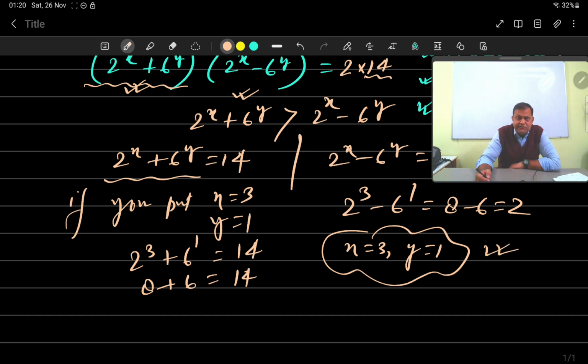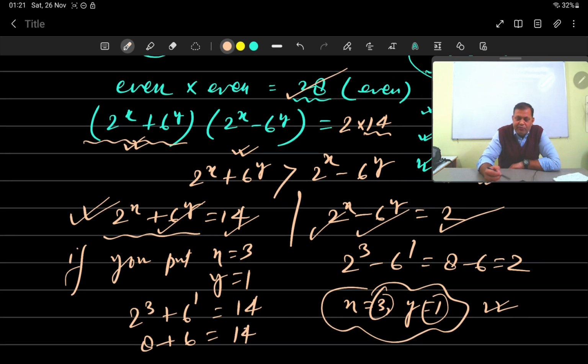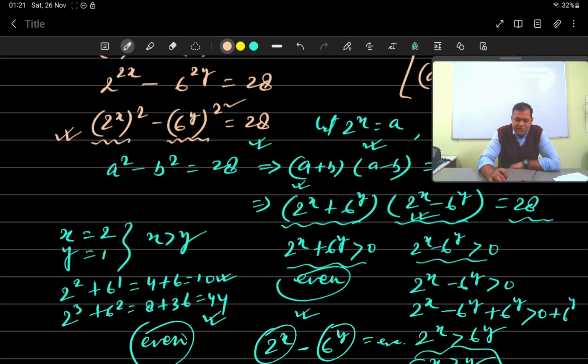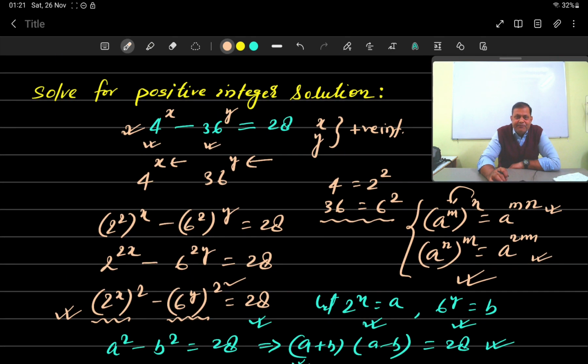Because these two positive integers 3 and 1 satisfy the relations 2 to the power x plus 6 to the power y is equal to 14, and 2 to the power x minus 6 to the power y equals 2. So by using this concept, you can solve this question. These are very beautiful questions.